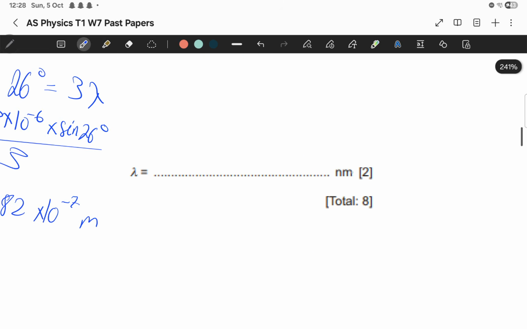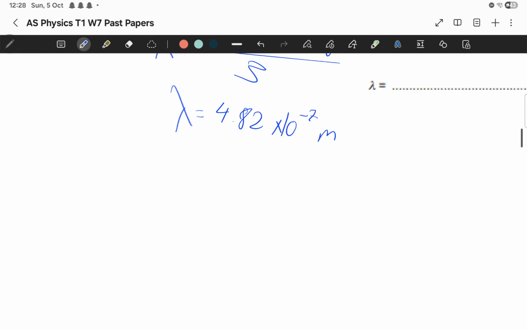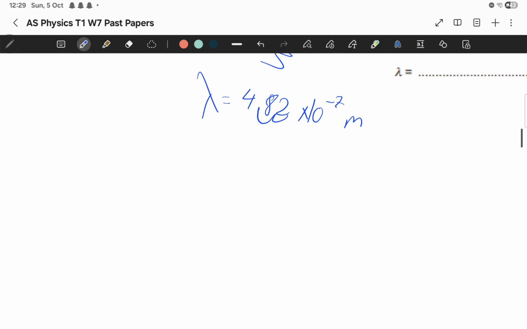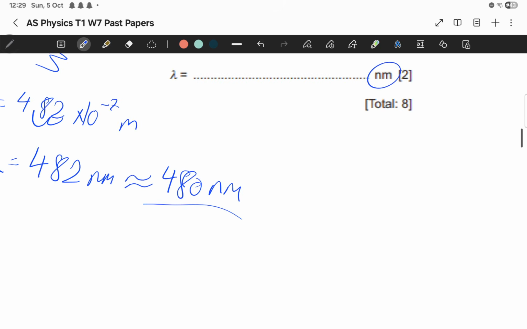However, look in the question what they want. They want it in nanometers. So what do we do? We're going to shift this twice. So we're going to have lambda is equal to 482 nanometers. Now, we're going to round our answer, because it's two significant figures, to 480 nanometers. And that's our final answer.